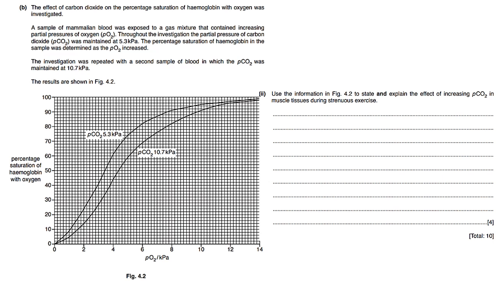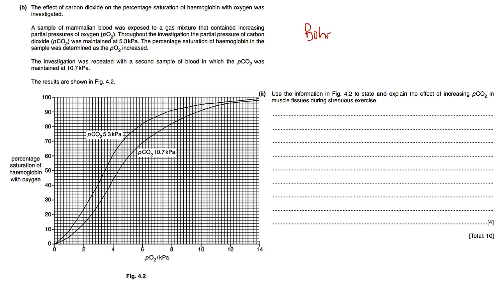And the question then says, use the information in figure 4.2 to state and explain the effect of increasing partial pressure of carbon dioxide in muscle tissues during strenuous exercise. So here, this is an interesting question, first of all, because they're asking you for quite a variety of things here, and there's so many ways to answer this. But it takes me back to chapter 8. So if you haven't watched that video where I explain what is called the Bohr shift, I'm just going to write it here. Please go have a look at that.